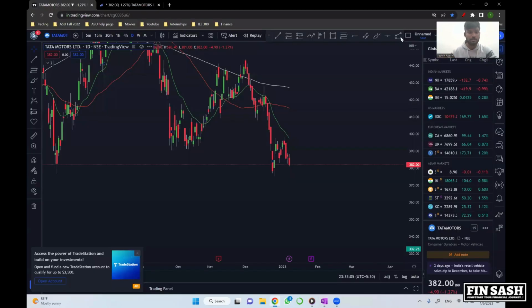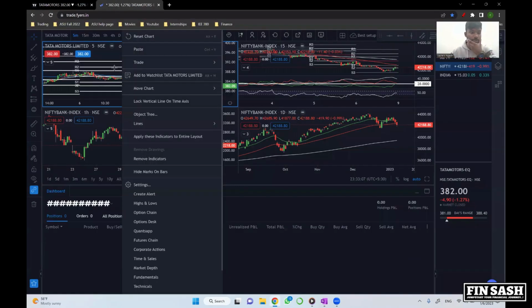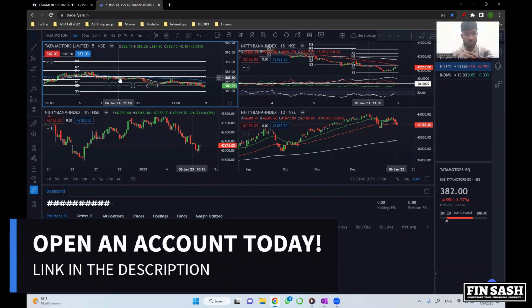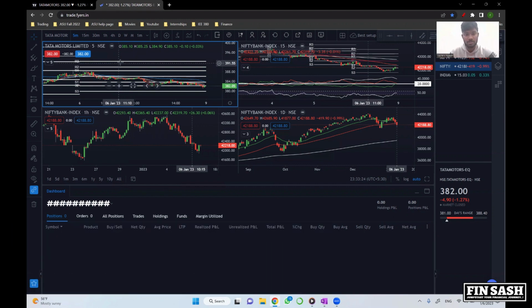So I'll just take you to a terminal. For example, let's use FYRES right now. So this is what I use, but you guys can use FYRES, ZERODHA, UPSTOX. You guys can open an account, find the link in the description to open your account.